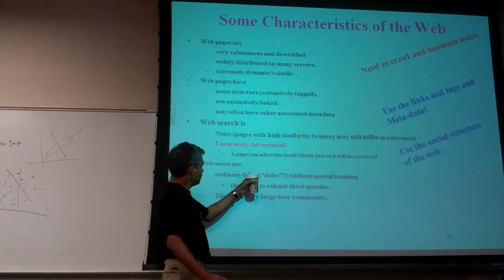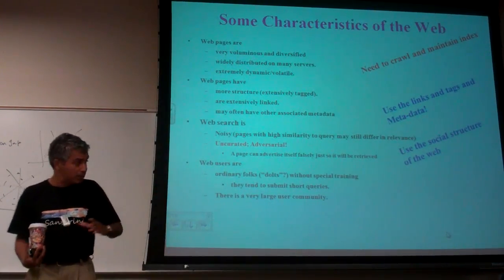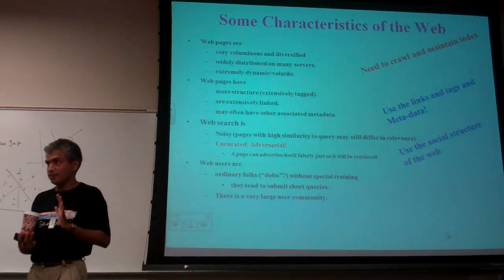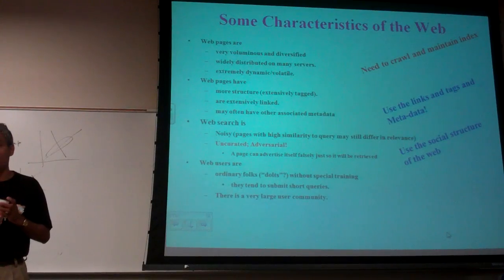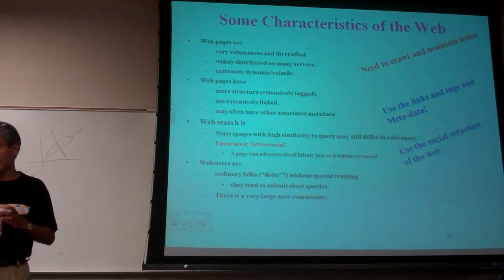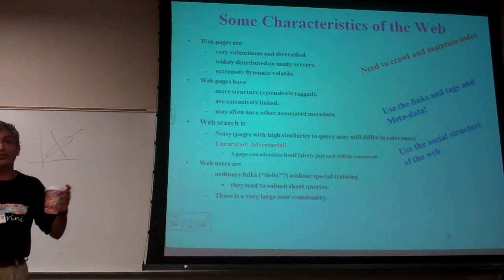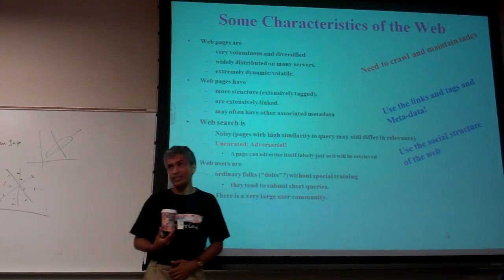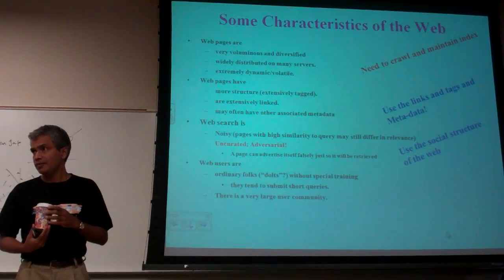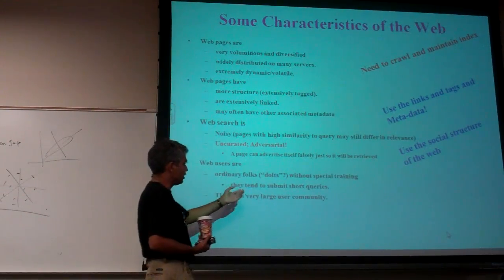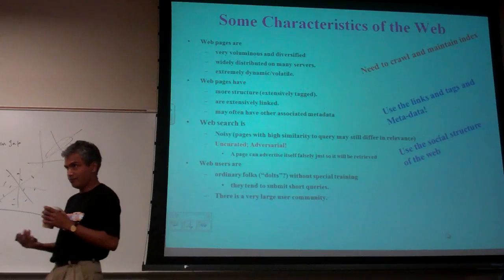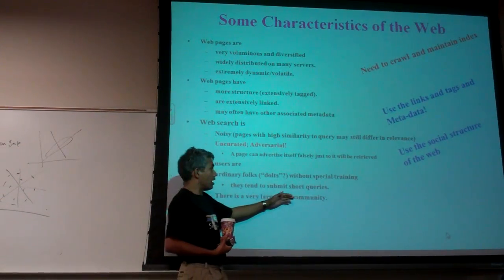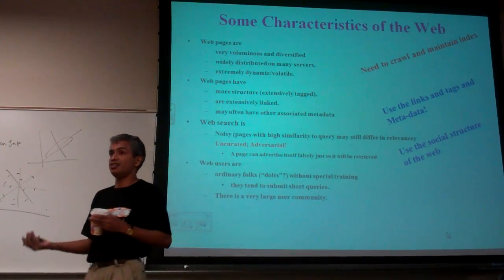And then finally, one other change I can think of, and you can probably write more things. Web users are basically lay users, unlike traditional IR users who essentially write paragraphs and long Boolean queries and so on. And so they don't have any special training. They basically are ready to search. And they tend to typically submit short queries, very short queries. Okay, but on the other hand, you have a really, really large user community.